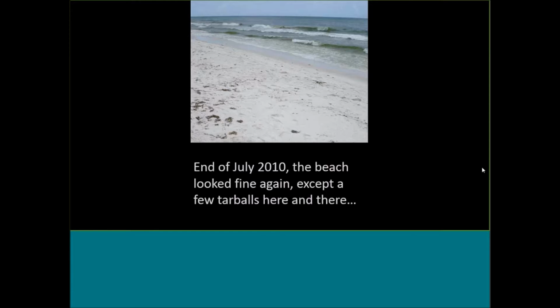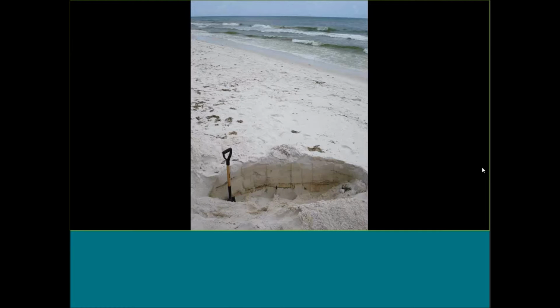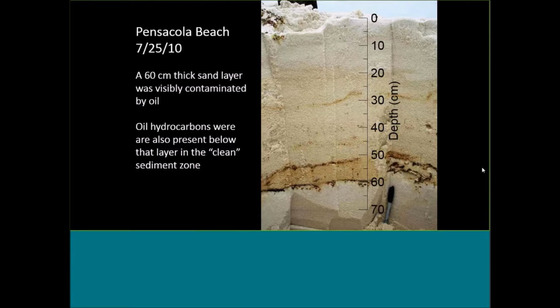You see the first people going back onto the beach, and they gave us dirty looks because as soon as you dig it up, it's not that clean anymore. And that is the main focus of what we have been looking at, because you look at a 60 centimeters or 2 feet deep layer of contaminated sediment.